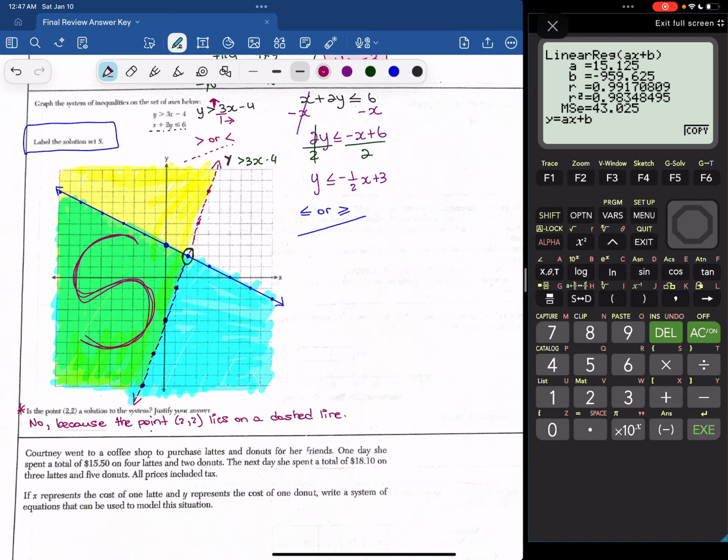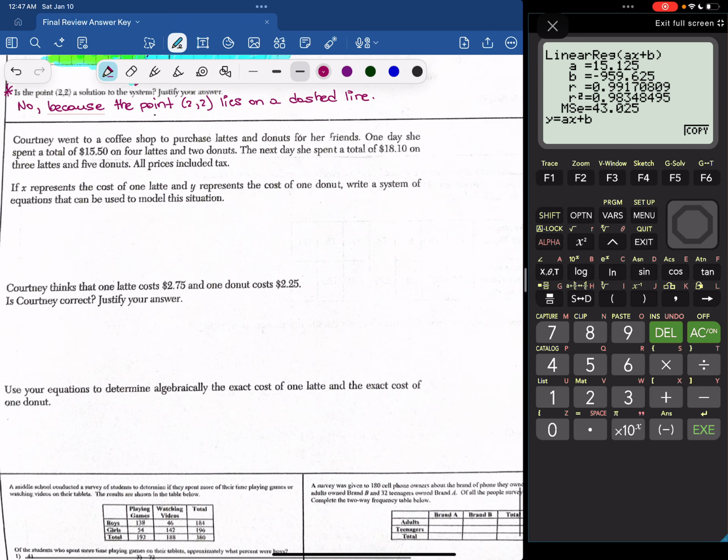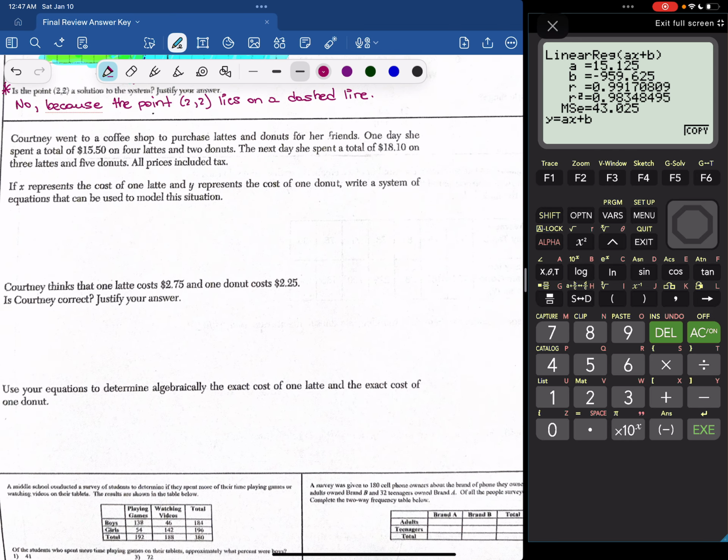All right, next question. We're almost to the end. Courtney went to a coffee shop to purchase lattes and donuts for her friends. One day she spent a total of $15.50 on 4 lattes and 2 donuts. The next day she spent a total of $18.10 on 3 lattes and 5 donuts. All prices included tax. If X represents the cost of one latte and Y represents the cost of one donut, write a system of equations that can be used to model this situation.